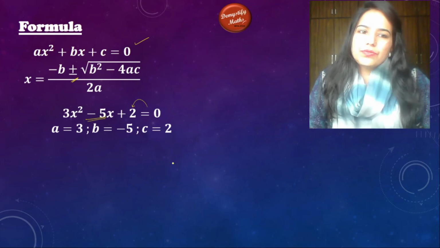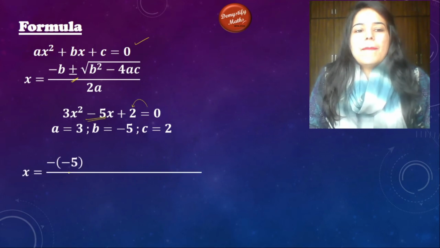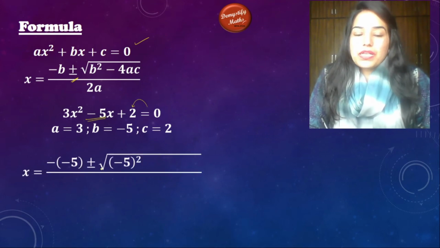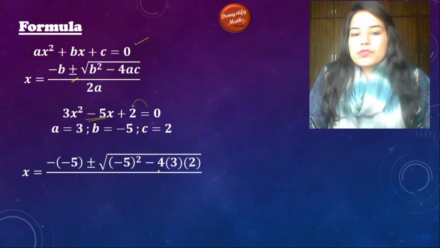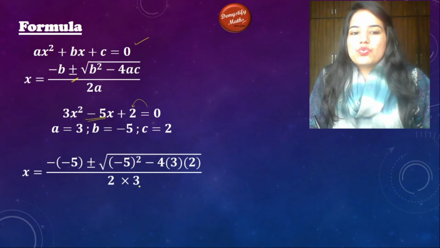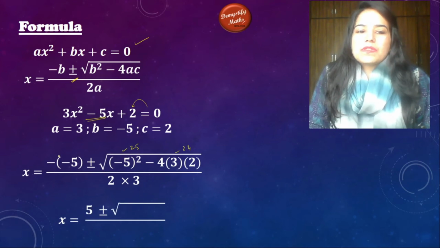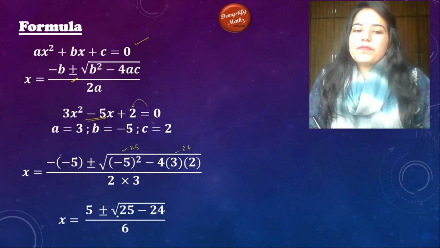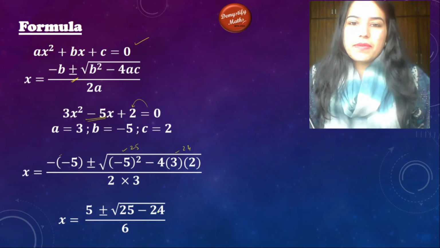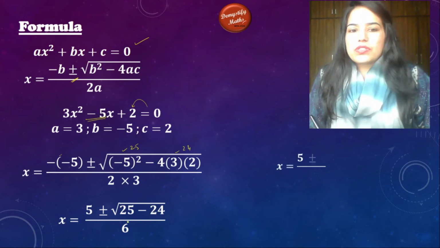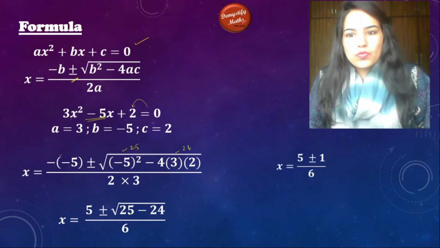Now let's substitute. x will be equal to −(−5) ± √((−5)² − 4 × 3 × 2) over 2a, that is 2 × 3. Now this is 25 and this is 24, right? And this becomes +5. So 5 ± √(25 − 24) over 6, which is just √1. Square root of 1 is 1 only.